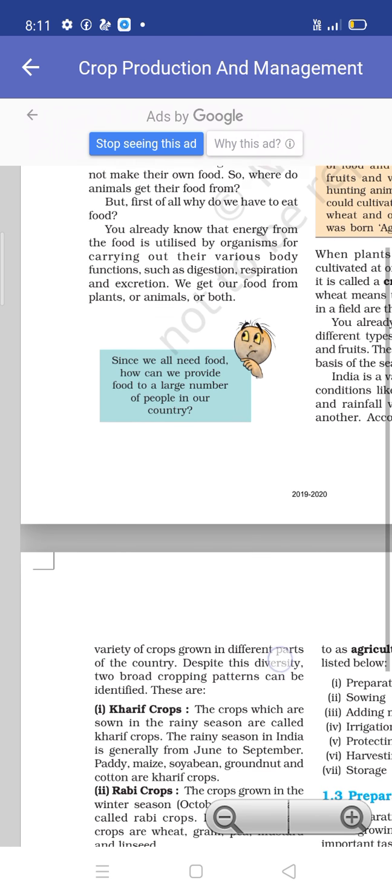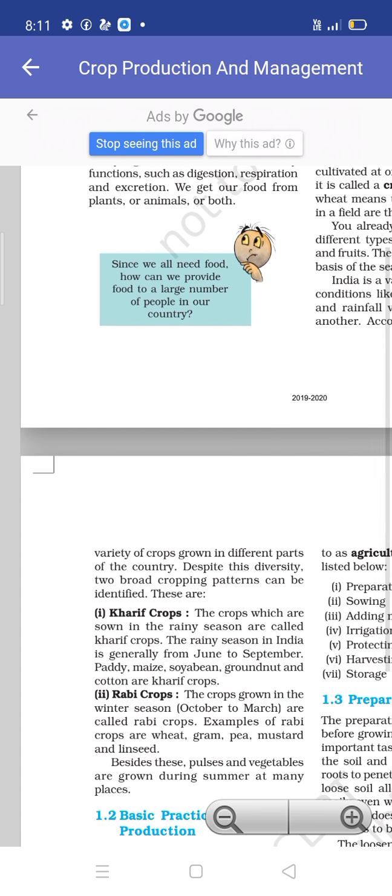These are kharif and rabi crops. So what are kharif crops and what are rabi crops? We all know that, but let us learn about it. Kharif crops are the crops that grow in the rainy season, from June to September. These are known as kharif crops, like paddy, maize and groundnut. These are examples of kharif crops.